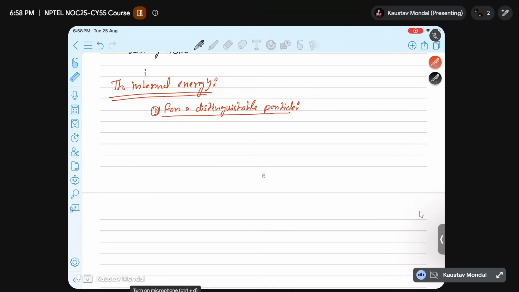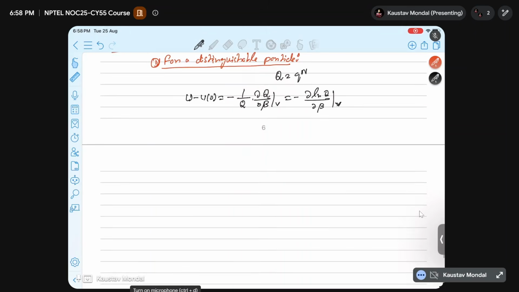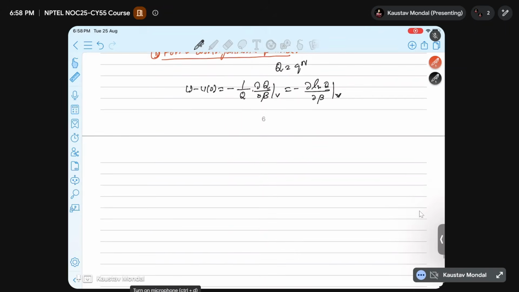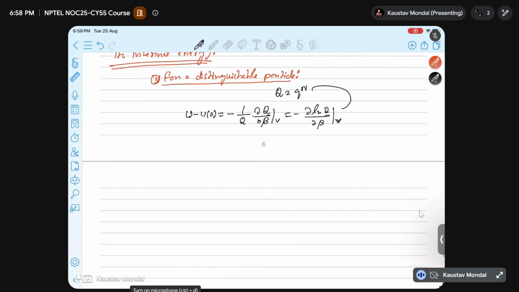So for a distinguishable particle, we know capital Q is q to the power n, and U minus U0 is equal to minus 1 by Q del Q by del beta at constant V. This is minus del of ln Q by del beta at constant V. Okay, yeah.